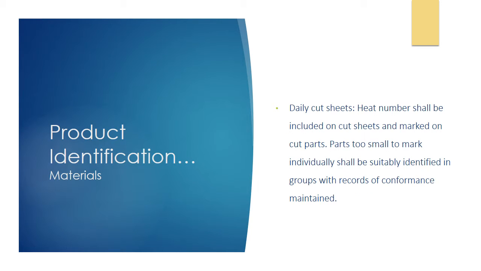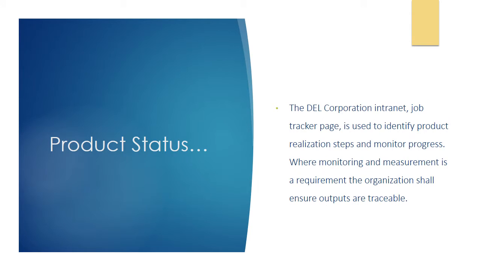Daily cut sheets. Heat numbers shall be included on cut sheets and marked on cut parts. Parts too small to mark individually shall be suitably identified in groups with records of conformance maintained. Product status. The Dell Corporation Intranet job tracker page is used to identify product realization steps and monitor progress. Where monitoring and measurement is a requirement, the organization shall ensure outputs are traceable.